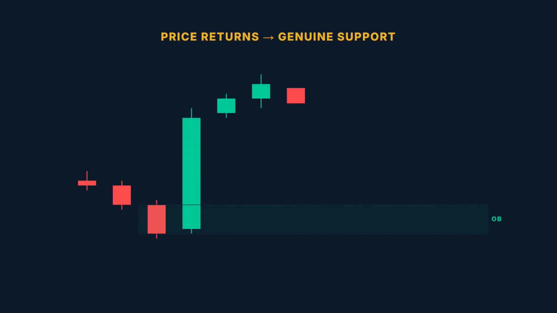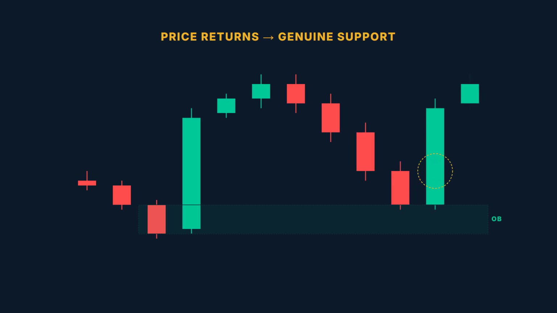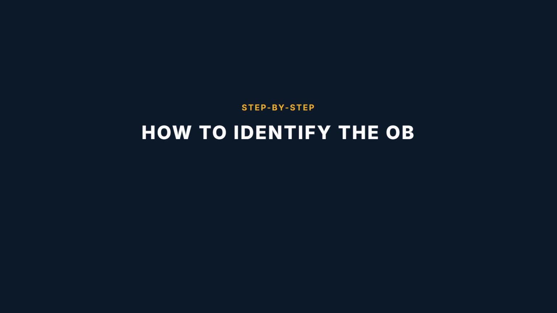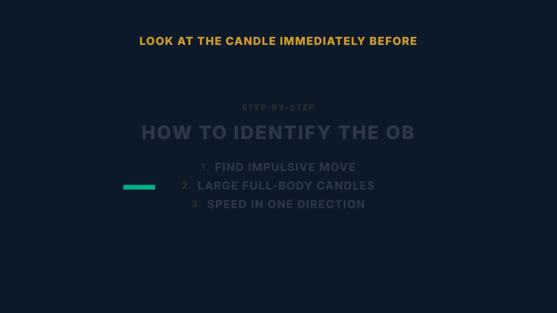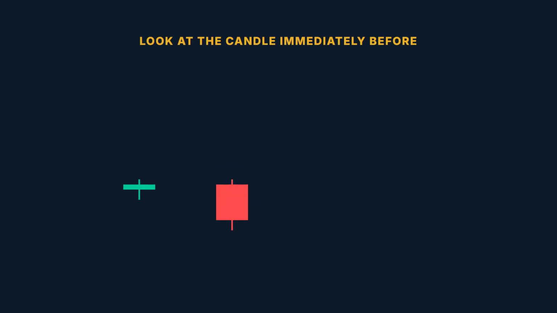The logic is straightforward. Institutions cannot enter a large position all at once without moving the market against themselves, so they accumulate over time in specific zones using the available liquidity at those levels. Once the accumulation is complete, they execute the directional move, which is what you see as displacement on the chart. And the last candle before that move is the record of the accumulation, the point where the orders were placed.